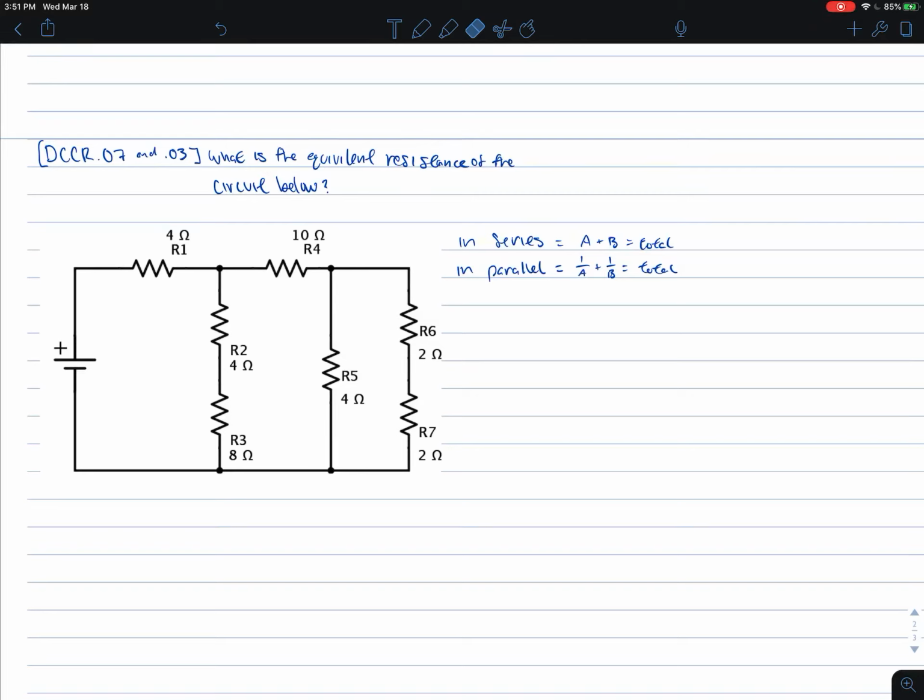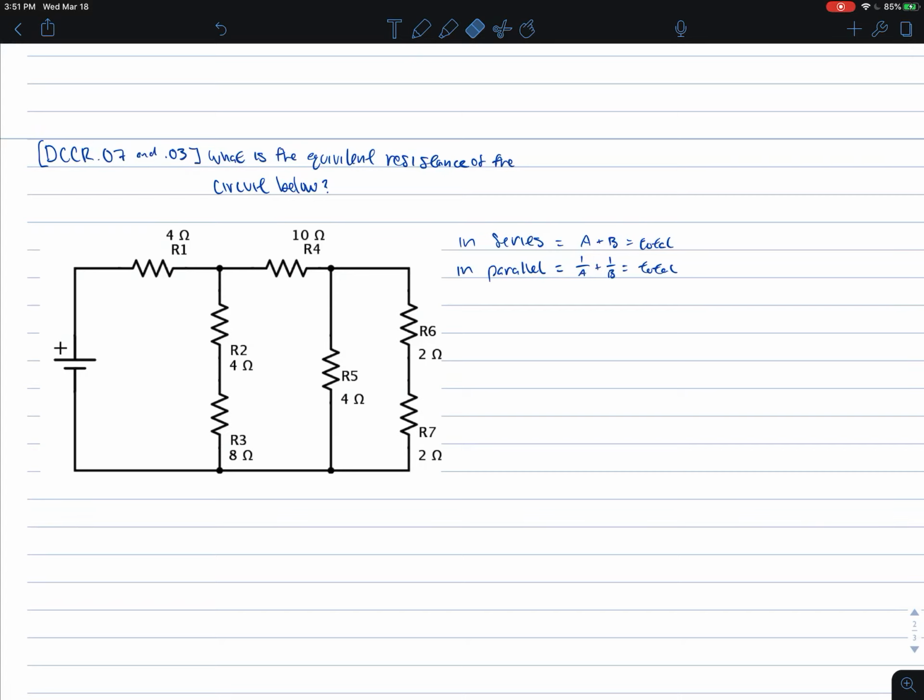Okay, so to demonstrate this standard, I have the question here: what is the equivalent resistance of the circuit below? I just found a random circuit on Google and wanted to use that and try to find my way through it, since the example I found in the book was a homework problem, I believe.